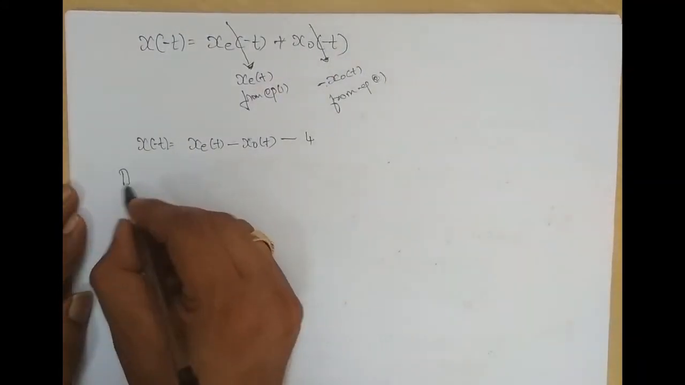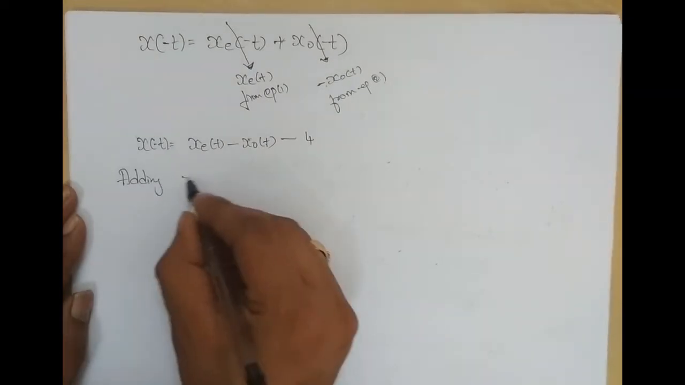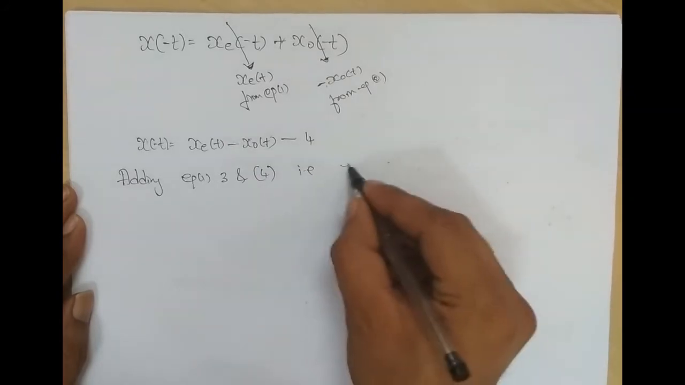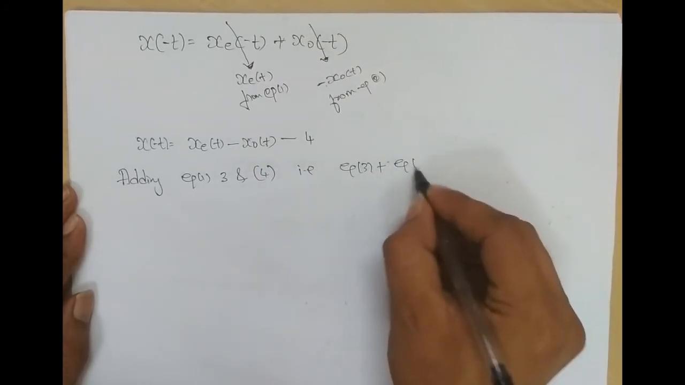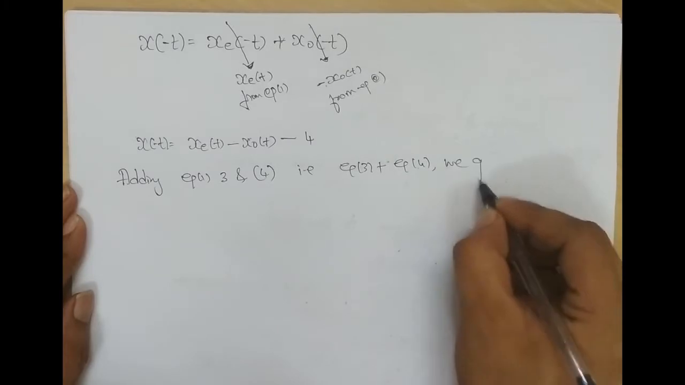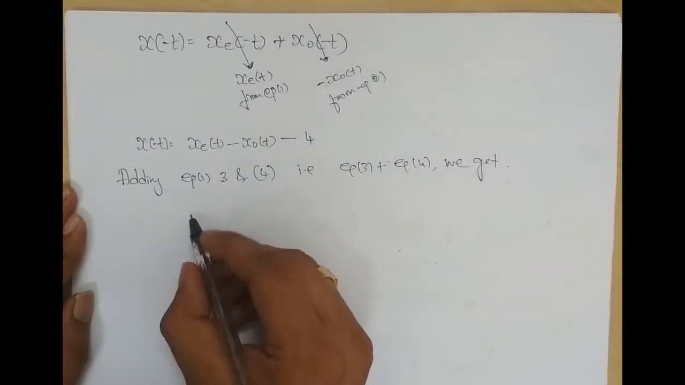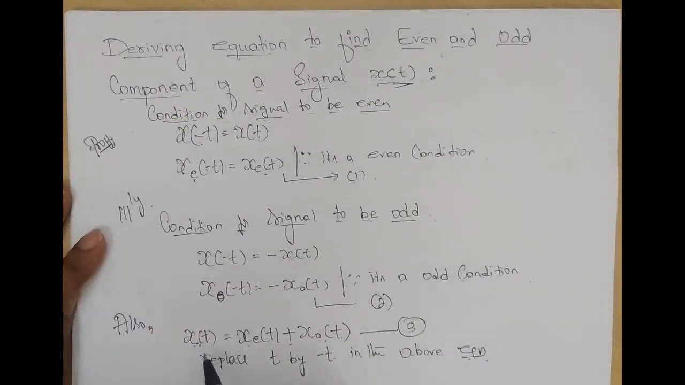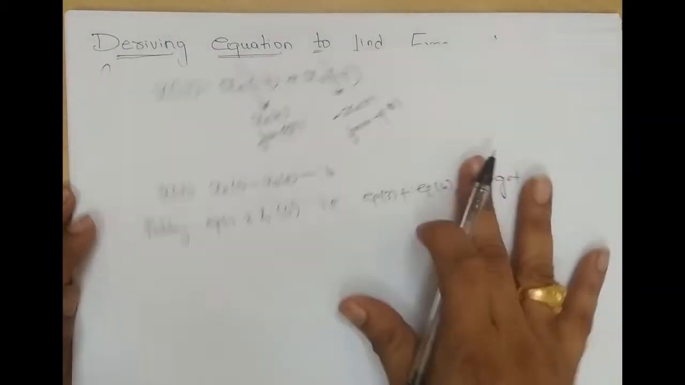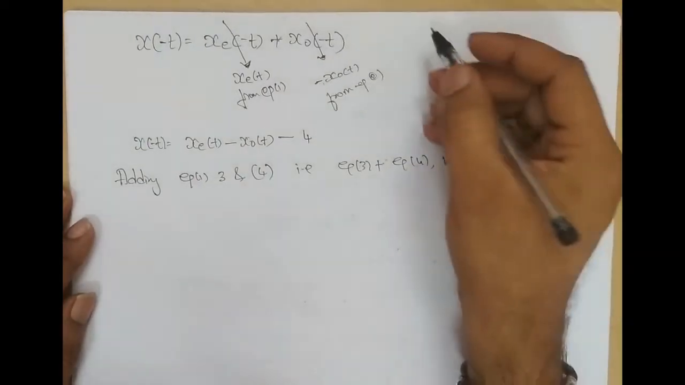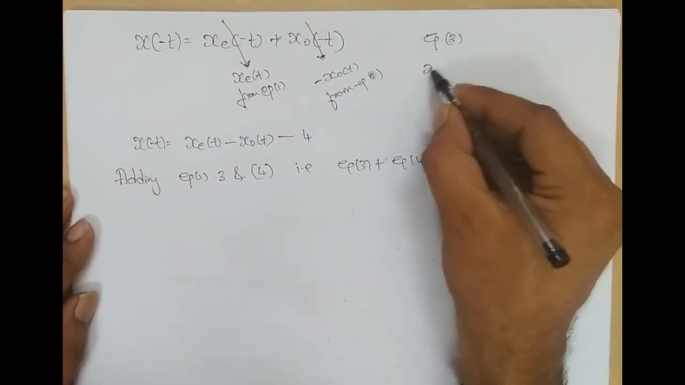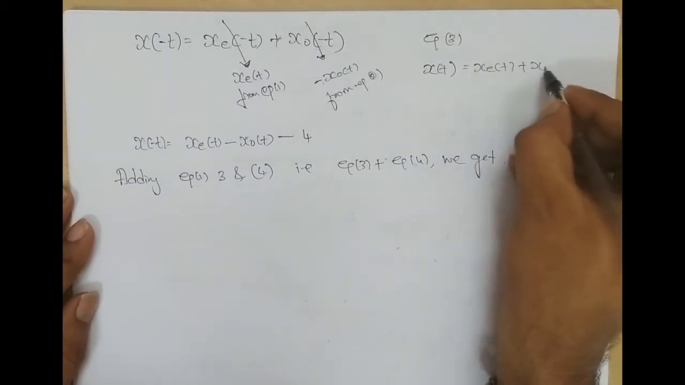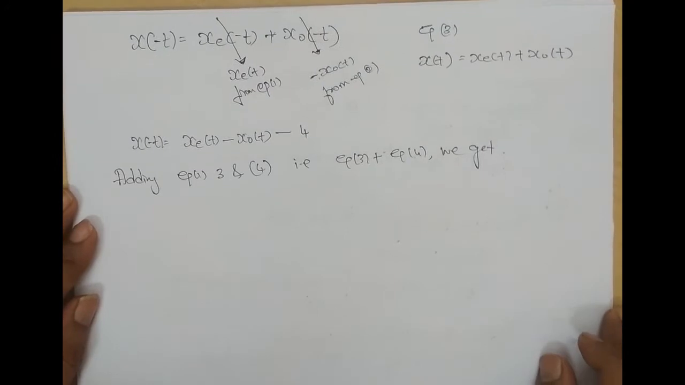Okay. Now, adding equation 3 and equation 4, that is equation 3 plus equation 4. What was equation 3? Let me write it here. So equation 3 is what? X of t is equal to xe of t plus xo of t, right? So this was our equation 3.